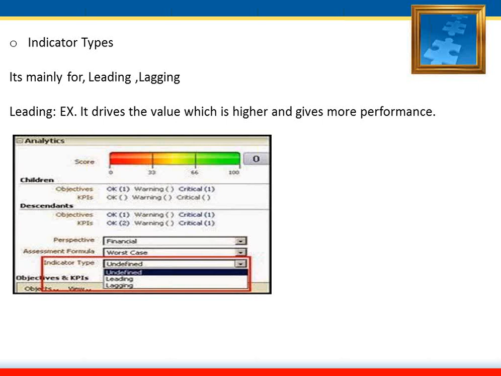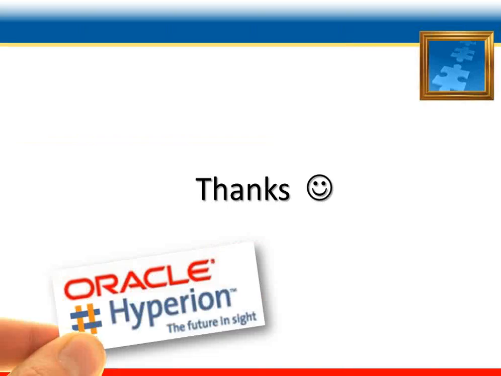And lagging indicates whether it is affected by part of the other objectives, meaning whether it will be affected by other objectives or other data processes or not. So this is leading and lagging of the perspective types and indicator types that I have discussed here.